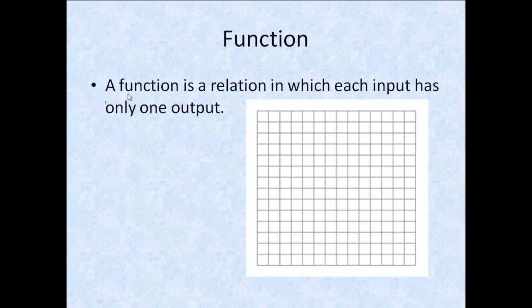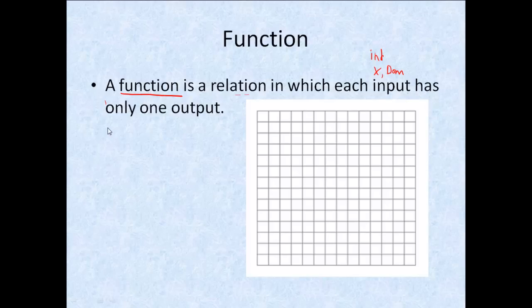Now this definition is probably a new one, a function. A function is a relation, so we know we're going to have pairing of numbers because it's a relation, but it's a relation in which each input has only one output value. So each x can only be partnered with one output.